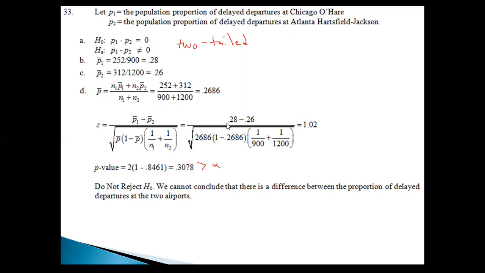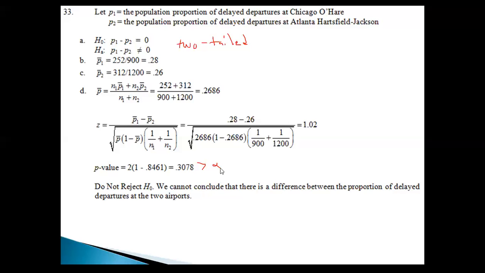So that's what we're going to use for p bar, but we already have our p1 bar and p2 bar. So we have 0.28 minus 0.26 divided by the square root of 0.2686 times 1 minus 0.2686, times 1 over 900 plus 1 over 1200, all put together, and we get 1.02 for our z. It's two-tailed, so we have to take 2 times. And if we look that up in the table, it's 0.8461, and we want what's above it, not below, so we take 1 minus that value, and 2 times all that gives us 0.3078. That's greater than pretty much any alpha value you can imagine, so we're going to not reject H naught. So we cannot conclude that there is a difference between the proportion of delayed departures at the two airports.